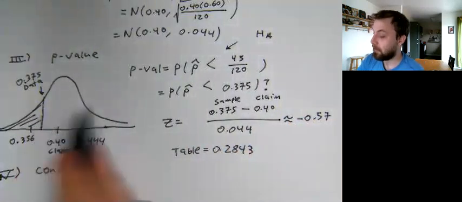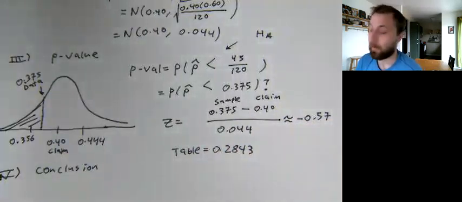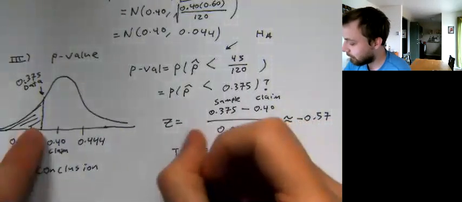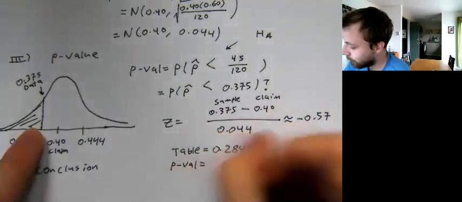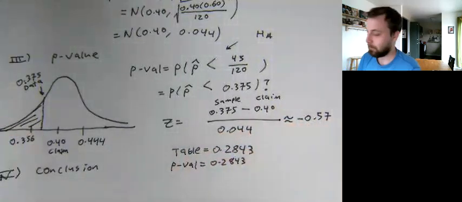If this thing was shaded to the right, I would want to do 1 minus this number. If this was a two-tail test, I would want to do times 2 for that table value. But this is shaded to the left, so this gives me a p-value of 0.2843 or so. Conclusion.